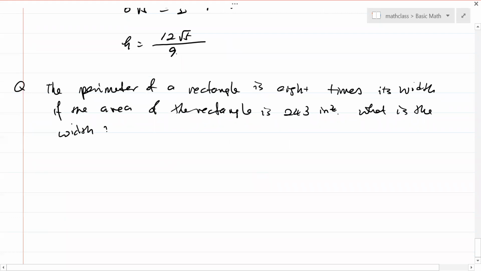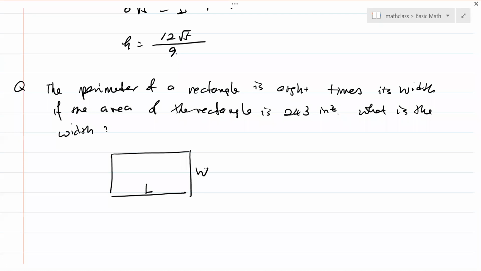Step 1, to solve a geometry problem, draw the picture. Step 2, name the variables. For a rectangle, you name this one W and this one L. L means length, W means width. That's the second step. You have to follow this procedure, then you can solve the problem.